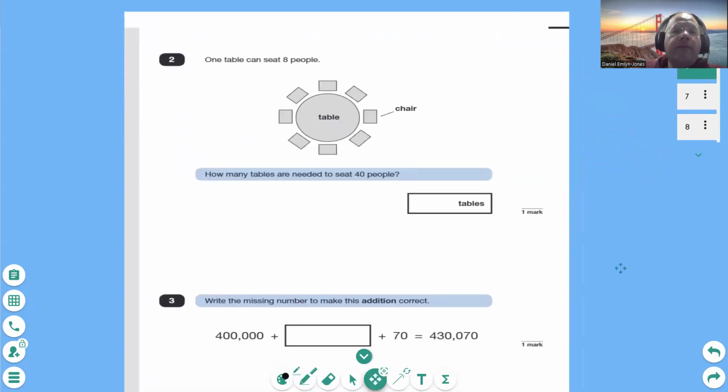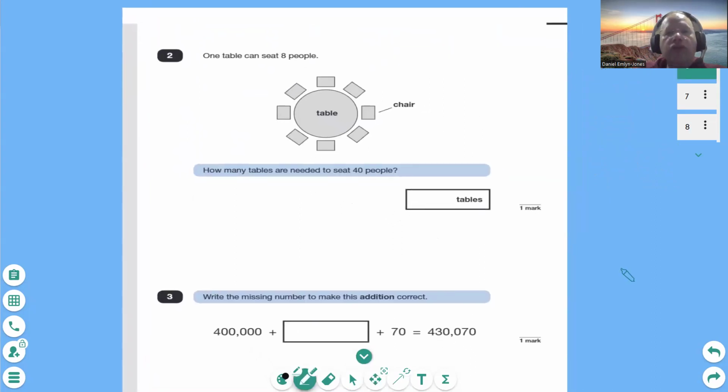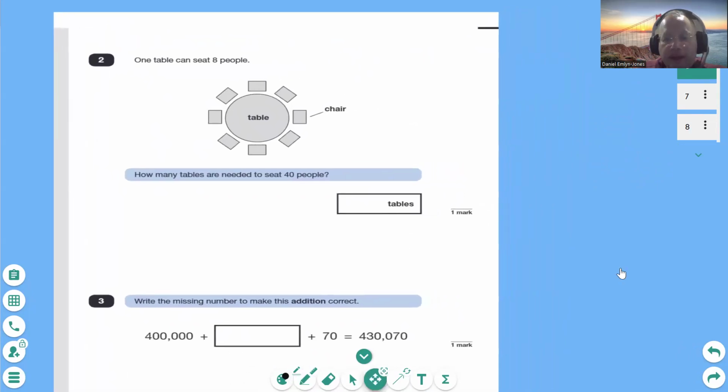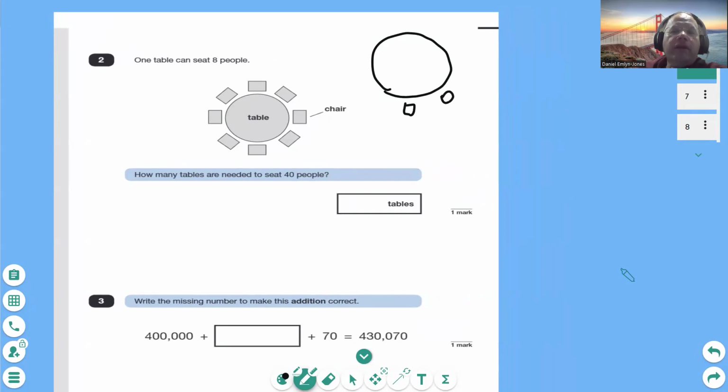Next one. So again, reading very carefully, these are quite short. One table can seat 8 people. How many tables are needed to seat 40 people? Well, if you're not sure about this, one good thing is draw it. Picture it in your head. And draw extra tables. Imagine it. One table's got 8. Let's do another table. I'm not very good at drawing chairs. There's another table. 2 tables.